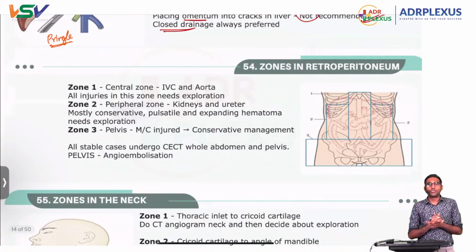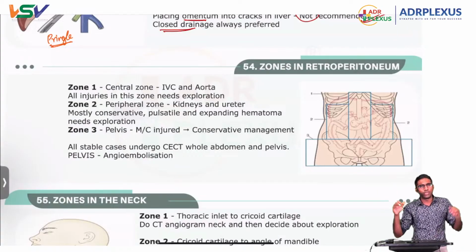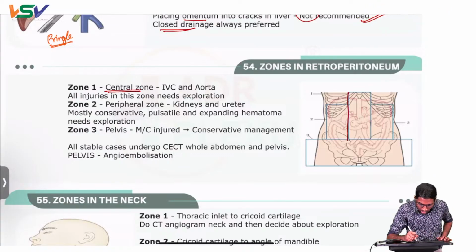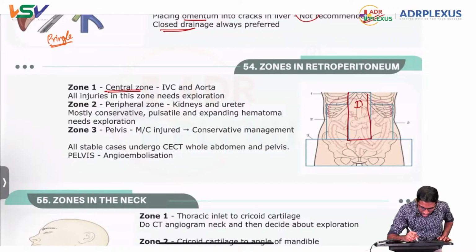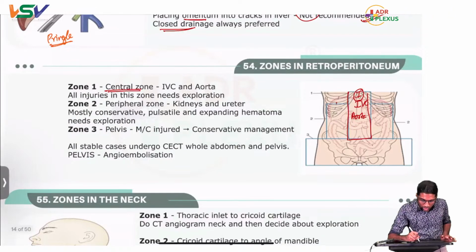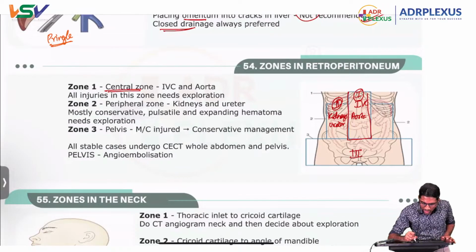Then coming to zones of the retroperitoneum, I'll just give a rough idea about which zone, what to be done. Just remember this and go for the exam. They will not go very deeply into those things. So zone 1 is the central zone that includes the IVC and aorta. Zone 2 is kidneys, ureter. And zone 3 is pelvis.